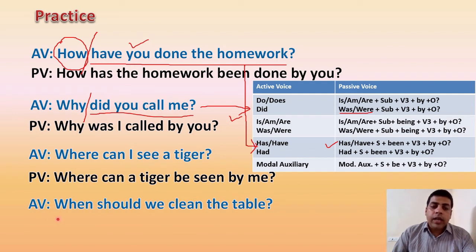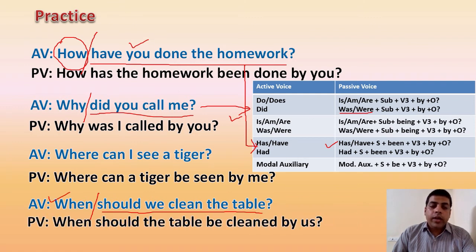Look at the final example. When should we clean the table? If you look at this, again remove the WH word, that is when, and you are left out with should we clean the table? Now for this, if we convert that one to passive, the answer is supposed to be should the table be cleaned by us? Then we can add the WH word again, and the answer will be when should the table be cleaned by us? In this way, we are supposed to convert the active voice to passive voice a little easily.